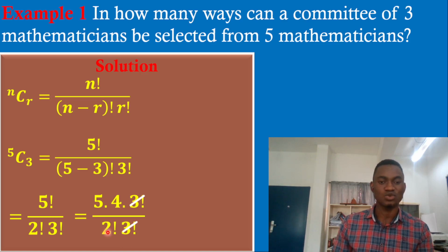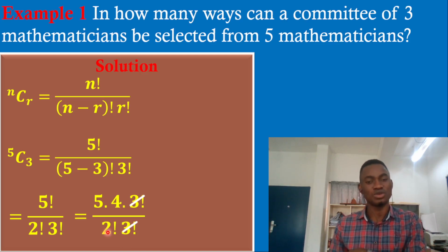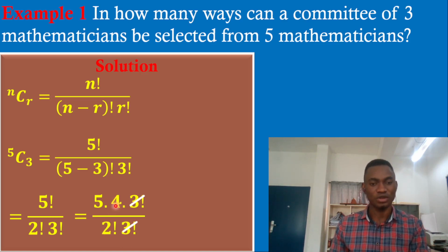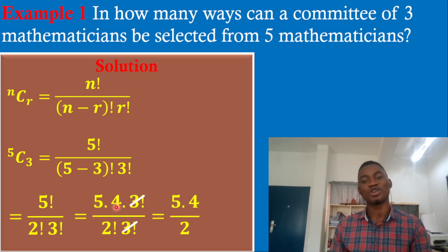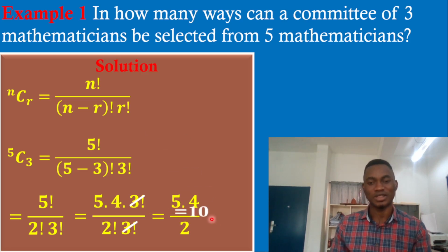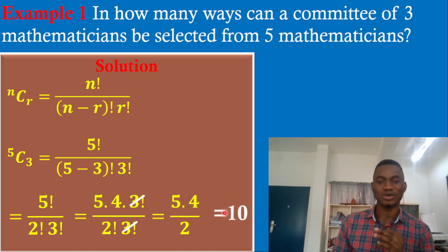Then 2 factorial is 2 times 1, which is 2. So 2 divides 4 to give us 2. Then 5 times 2. This dot is times. So 5 times 2 will give us 10. So that is what is happening here.